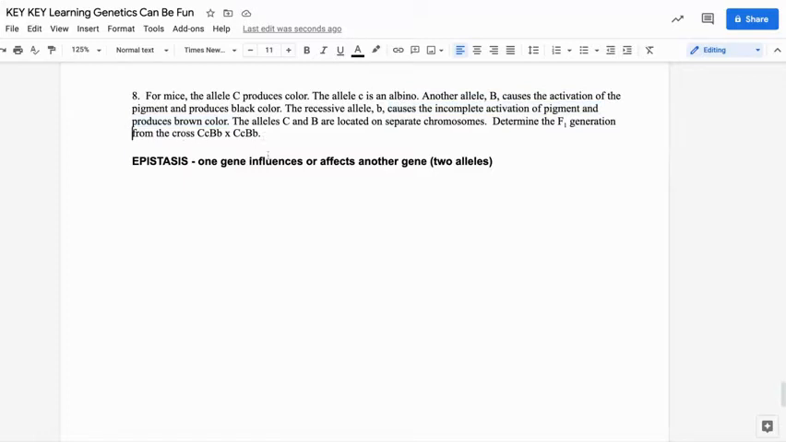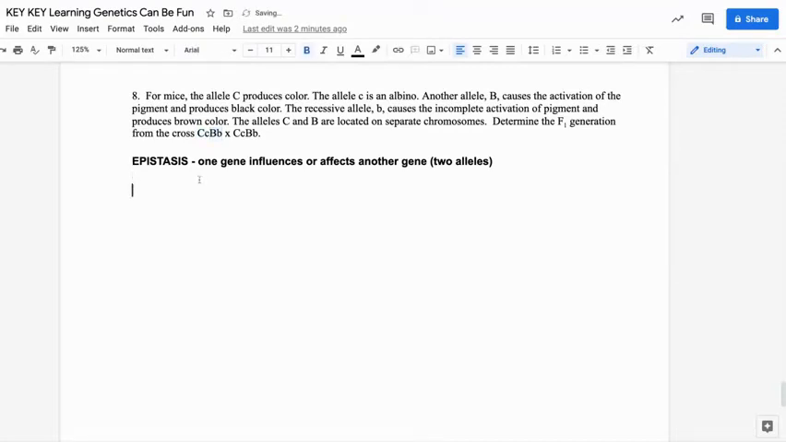All right, so you would expect a 9:3:3:1 outcome, but that's not what you get. Okay, so you would do the Punnett square as normal, but your analysis has to be completely different because the phenotypes are not going to be what you expect, because C is going to influence or affect what's going on with the B genes.